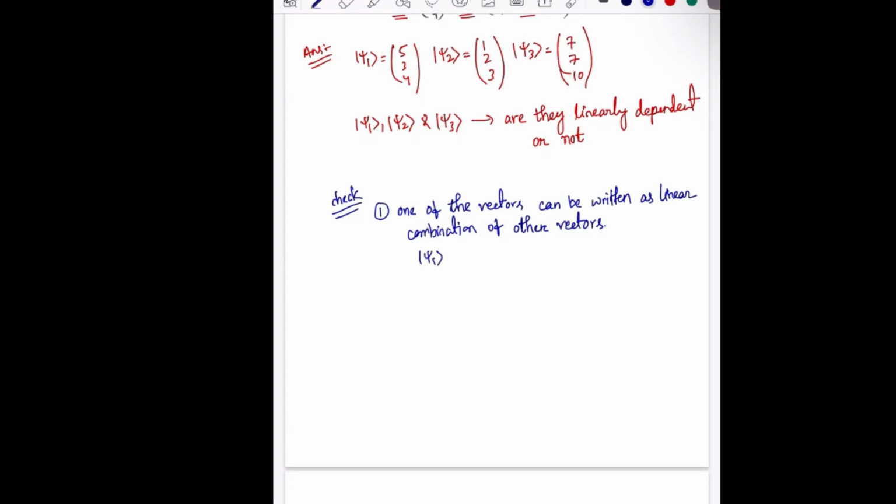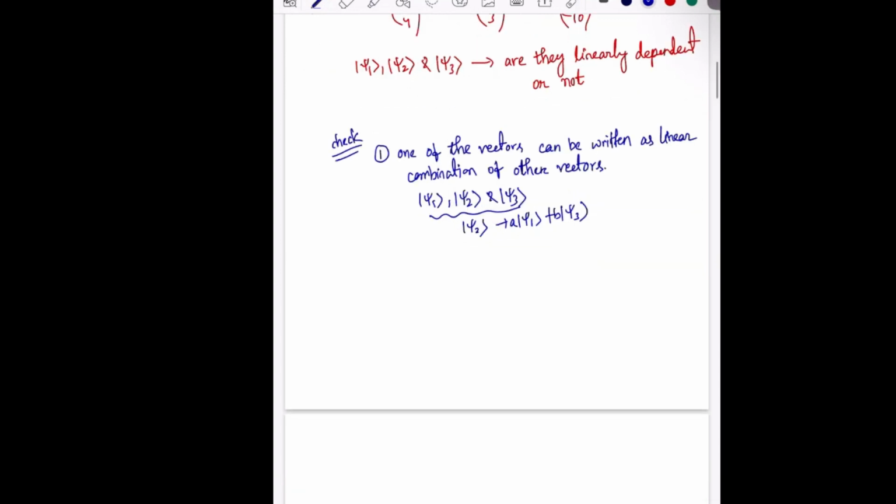Here, what is given to you? Psi1, psi2, and psi3. So first check whether you are able to write one of the vectors, let's say psi2, as some linear combination of psi1 and psi3, with some constants a and b. So first check this one.